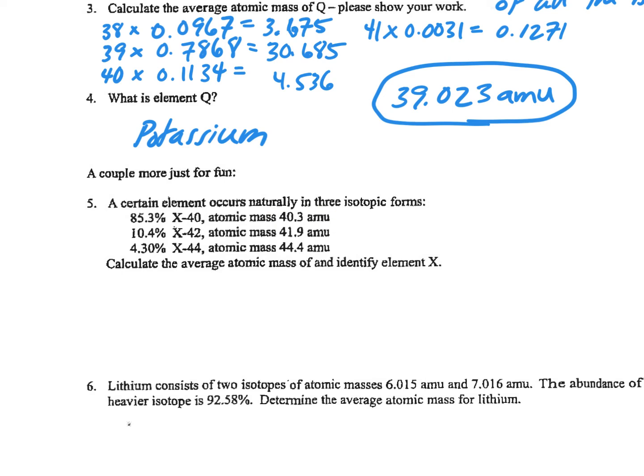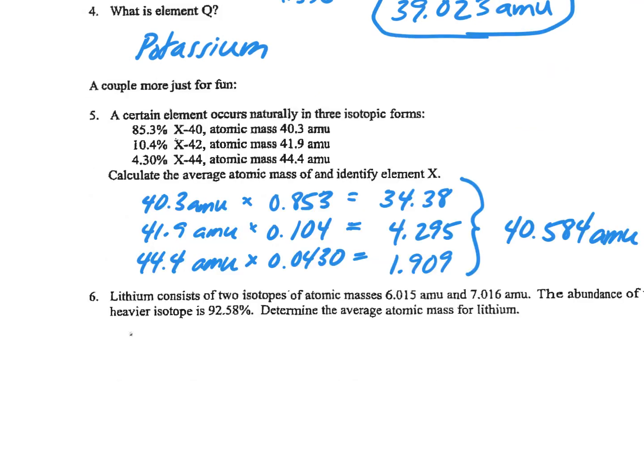So I'm going to set this up, and then I'll be right back. All right, so I set it up. You can see how I set it up. I got a weighted average of 40.584. So it matches my prediction. I figured it would be a little bit more than 40, probably less than 41, and there we are.